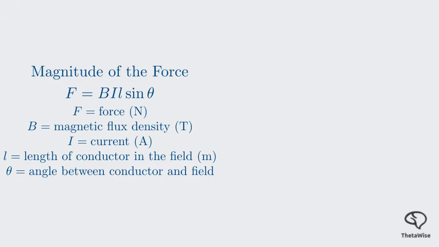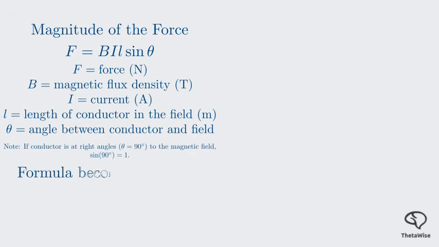There's a very important special case. What if the conductor is placed at a perfect right angle, or 90 degrees, to the magnetic field? In this situation, the angle theta is 90 degrees. The sine of 90 degrees is exactly 1. So the formula simplifies to F equals B times I times L. This gives the maximum possible force for a given current and field.